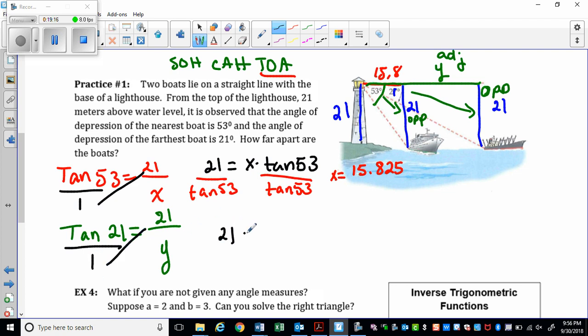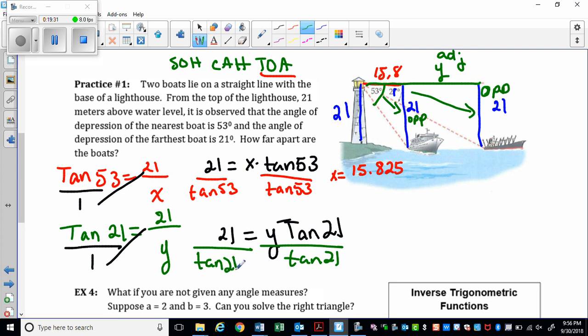1 times 21 is 21. Y times tangent of 21 is y tangent of 21. Remember, we're trying to solve for y, so I'm going to divide by tangent of 21. Divide by tangent of 21. Y equals 21 divided by tangent of 21. Okay? We're going to just plug that into my calculator. Plug it in.